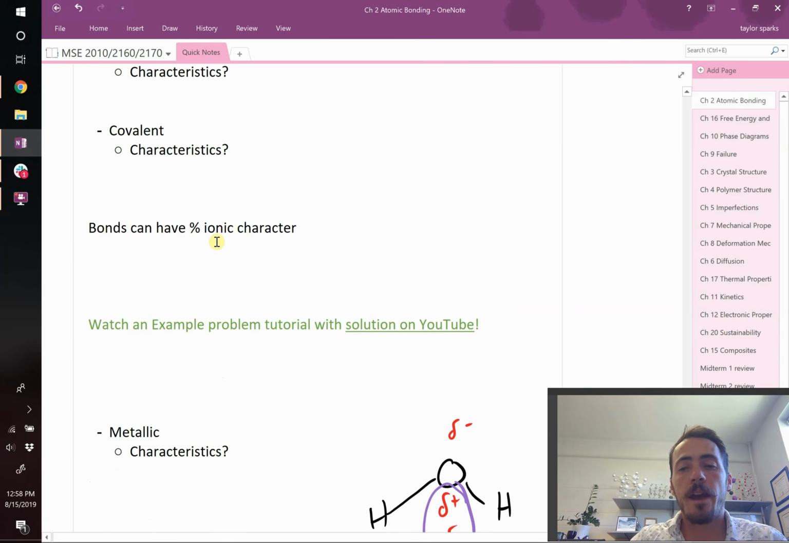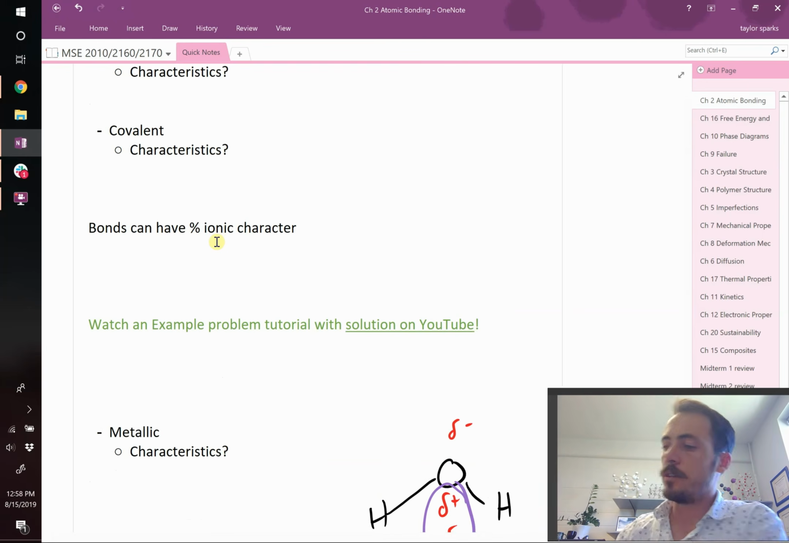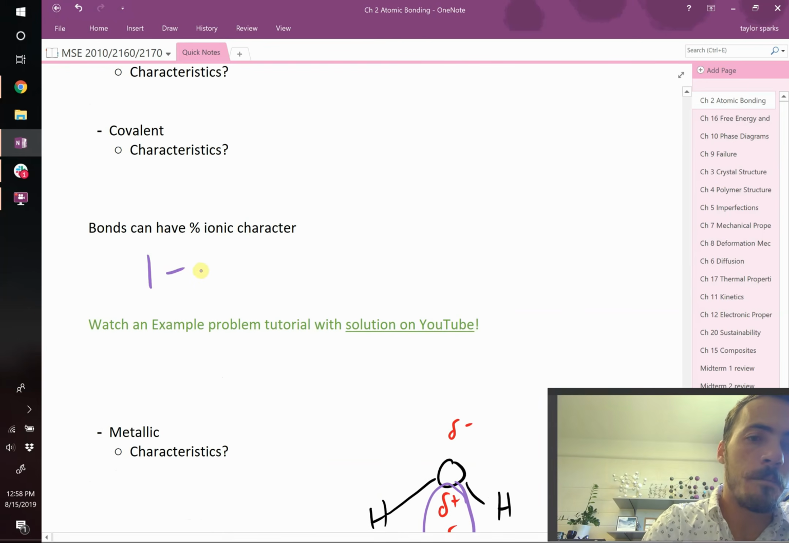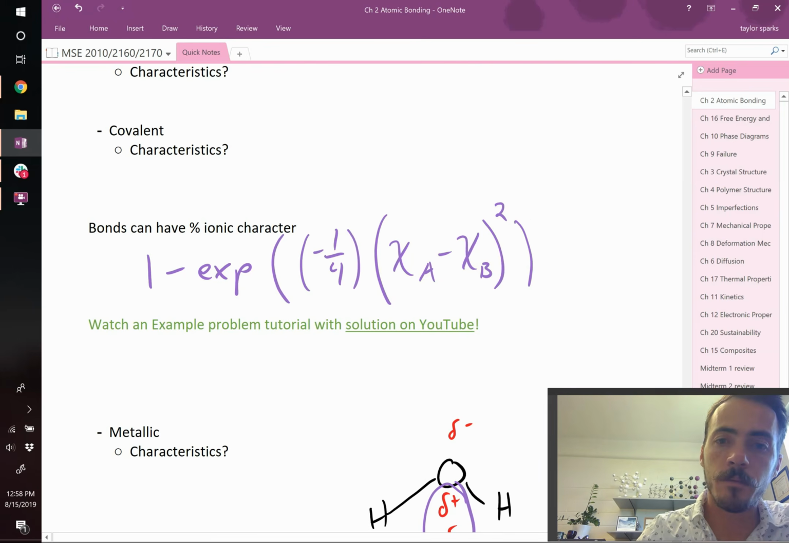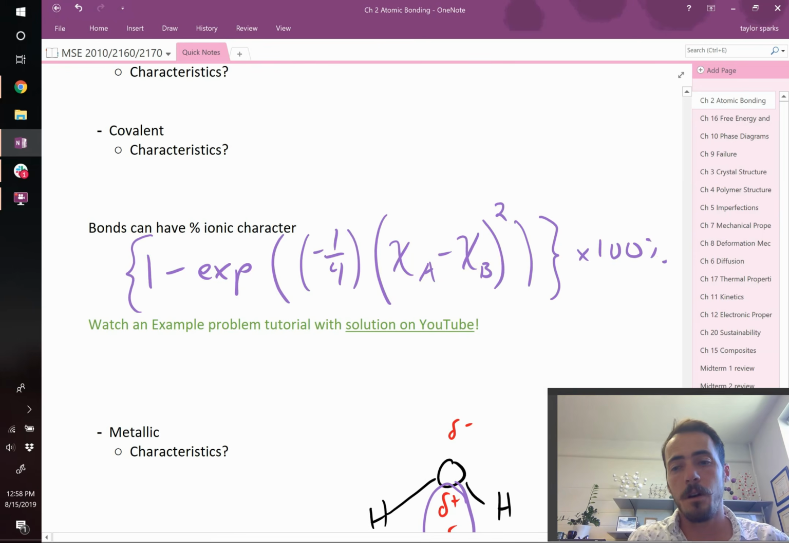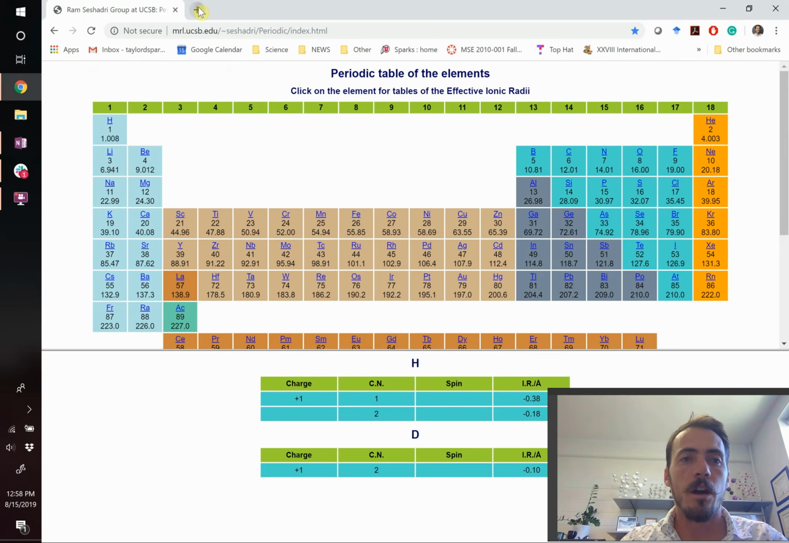Now, you can calculate how much ionic versus covalent. There's a helpful formula, which is 1 minus the exponential of negative 1/4 multiplied by (chi A minus chi B), where chi is the electronegativity. And then this whole thing multiplied by 100%. That will give you the percent ionic bond. This electronegativity, you can find in the table in your book. You can also Google it.